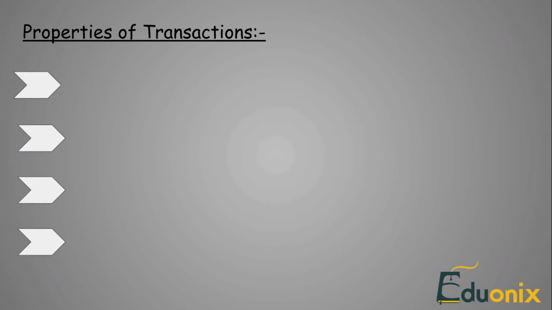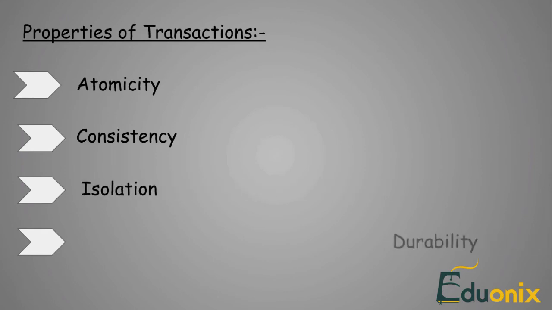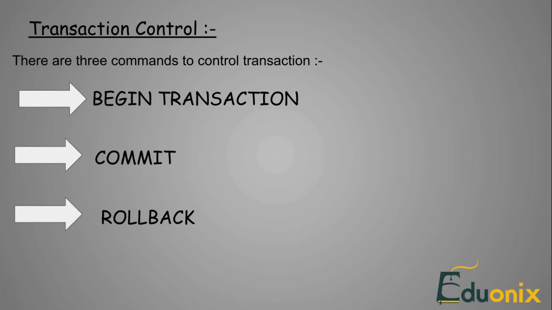Now there are certain properties of the transaction: atomicity, consistency, isolation and durability. There are three ways to control the transaction, that is begin transaction, commit and rollback. We will see each one by one.